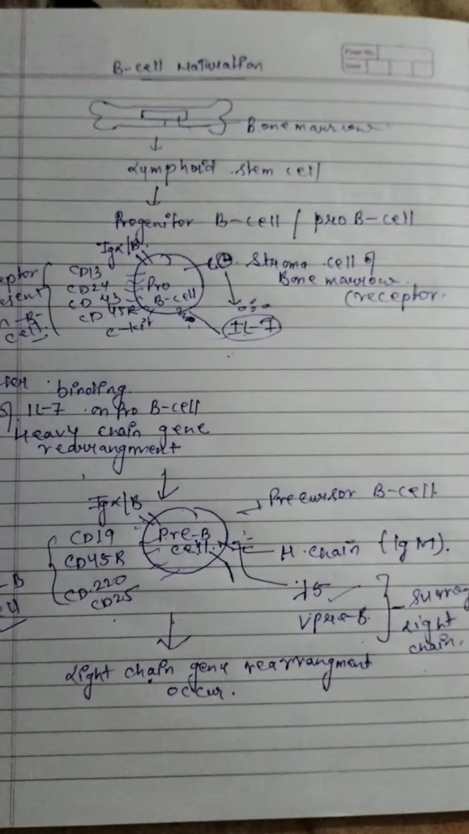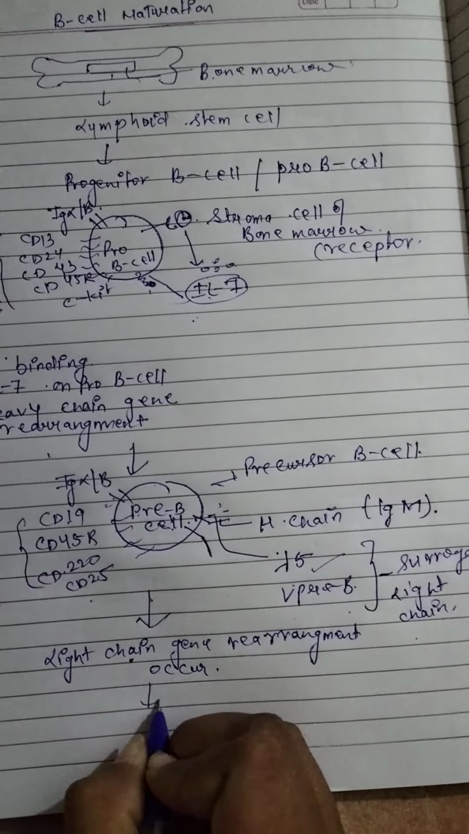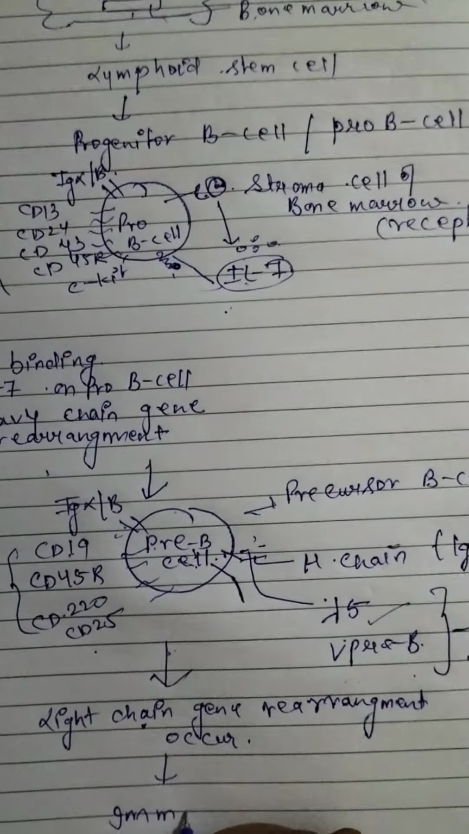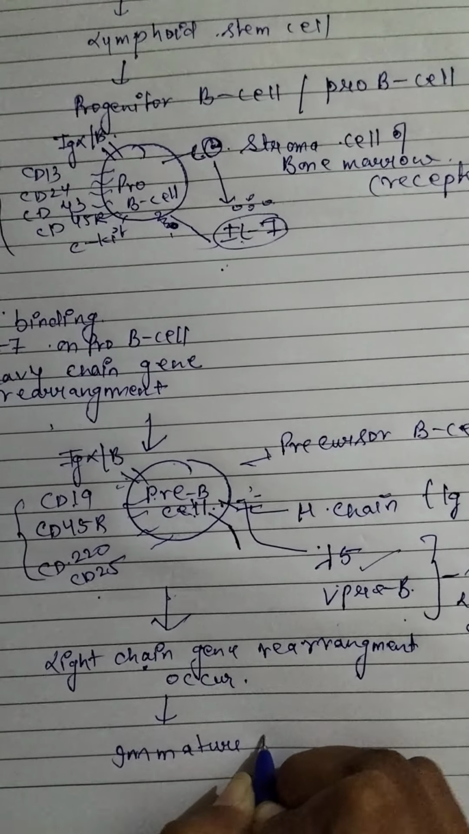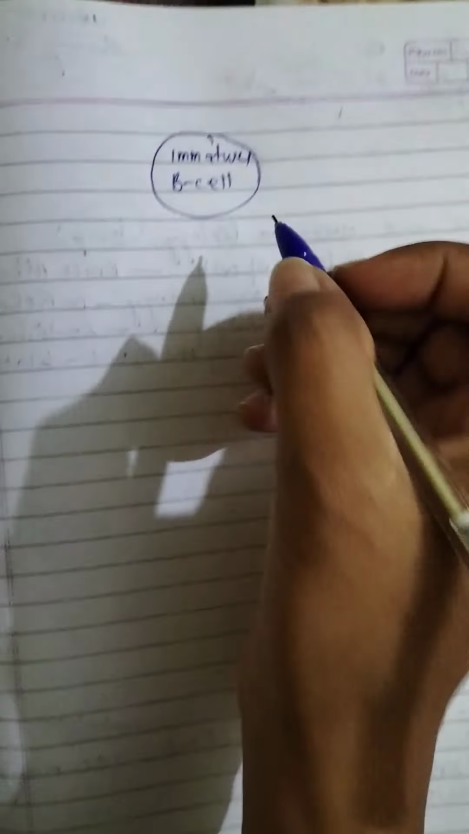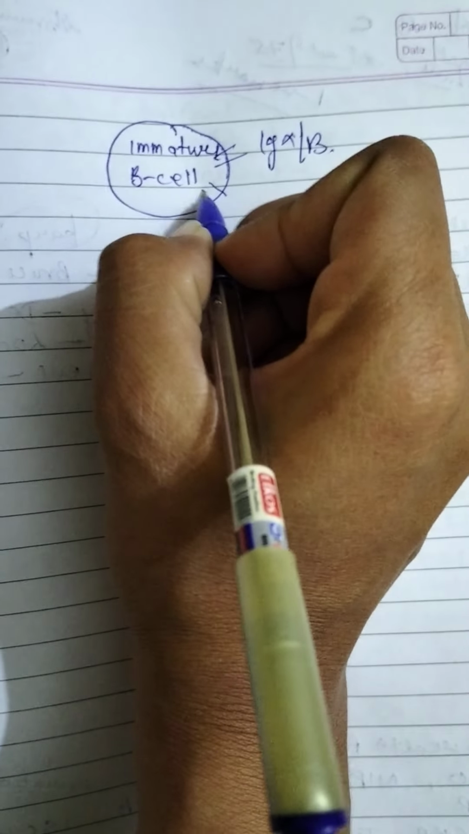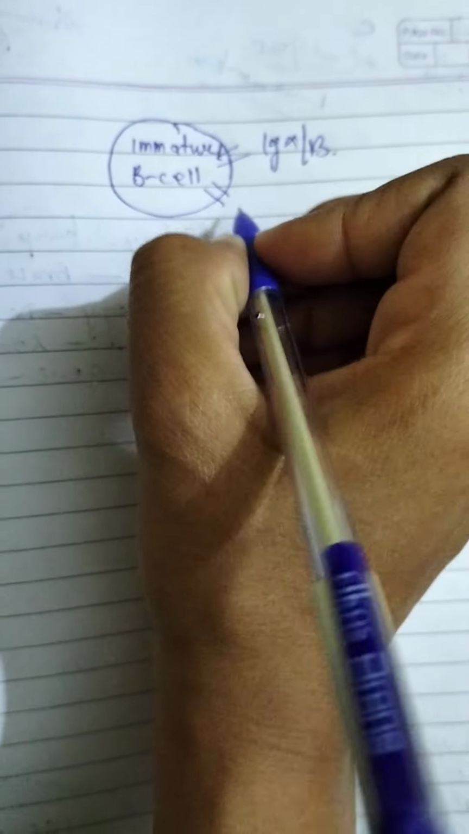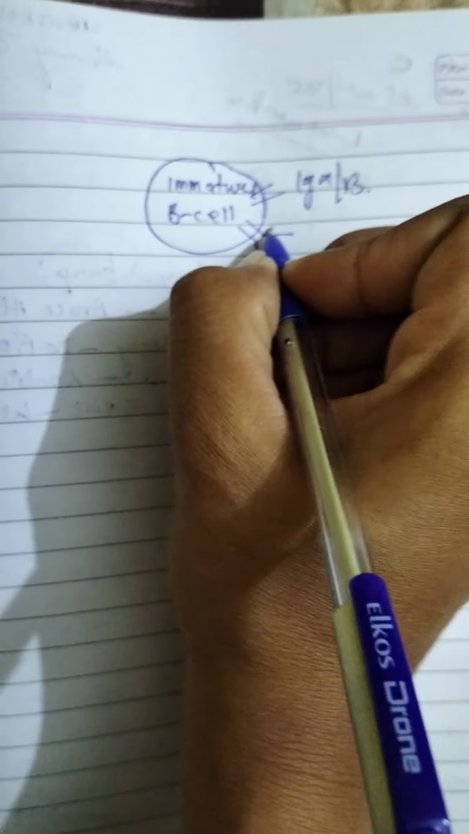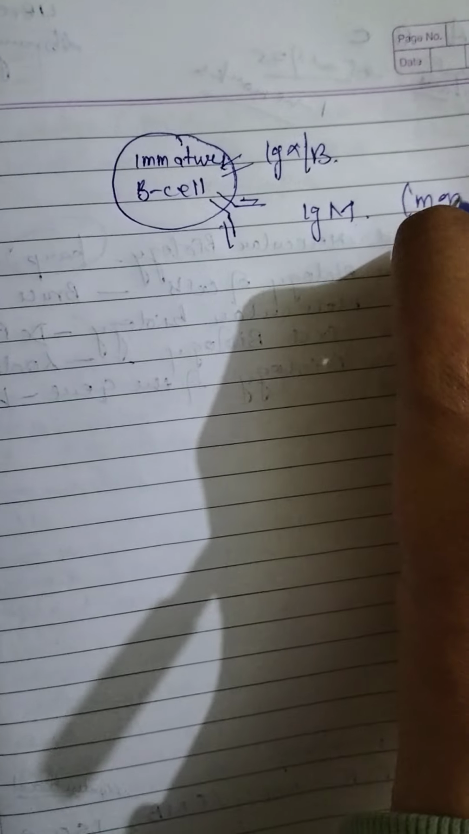So after light chain gene rearrangement, it converts into immature B cell. Okay. The immature B cell consists of Ig alpha beta and IgM. It is monomeric in nature. IgM is monomeric in nature.